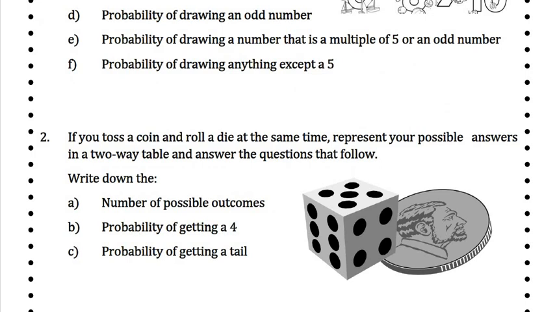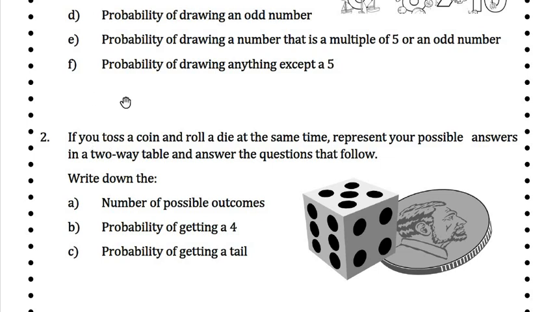Now the second question that we're going to have a look at is if you toss a coin and roll a dice. Now you need to know that a coin has 2 sides to it, so you're looking at a head and a tail. And a dice has 6 sides, so you have 1, 2, 3, 4, 5, 6. And what they ask of you here is to represent the possible answers that you can get for rolling a dice and tossing a coin at the same time. What are your possible answers that you can get? And they want you to represent that in a two-way table.